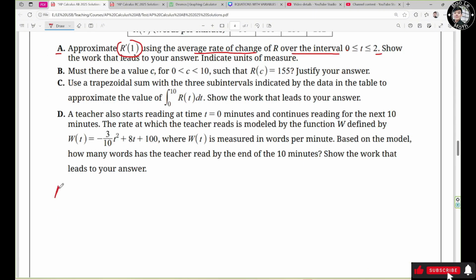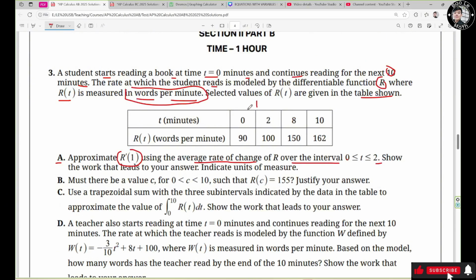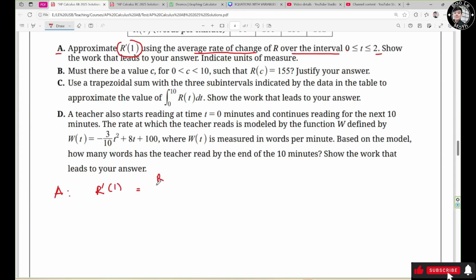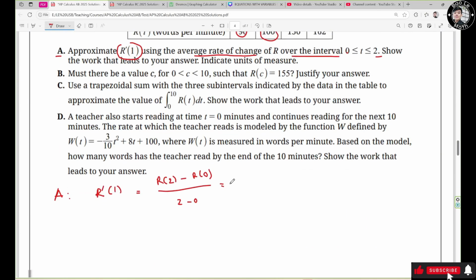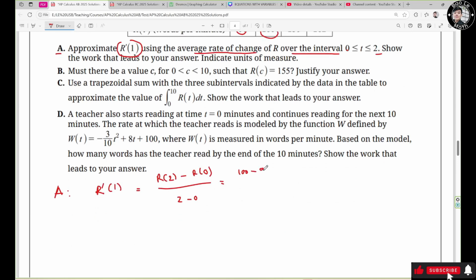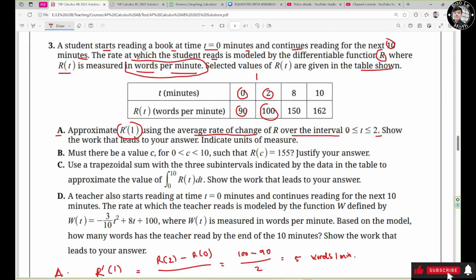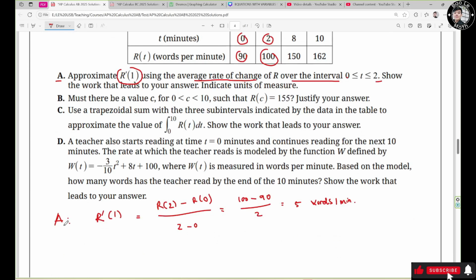Alright, now you have question A using average rate of change, right? So r prime of 1 equals r of 1 right here between 0 and 2. So you have r2 minus r0 over 2 minus 0, right? R2 is going to be 100, R0 is going to be 90, right? So you have 100 subtract 90 divided by 2. So it could be 5 words per minute, right? The units right here, words per minute. Now, question B.